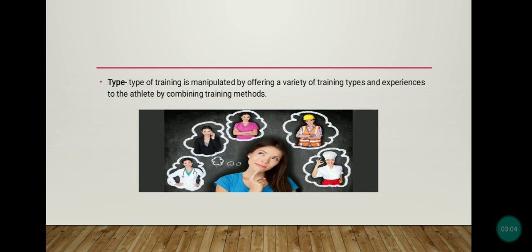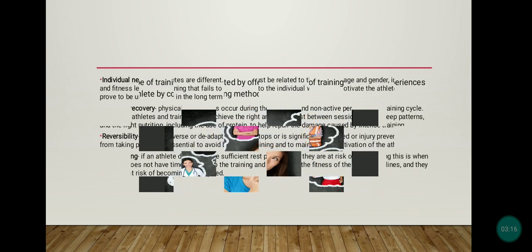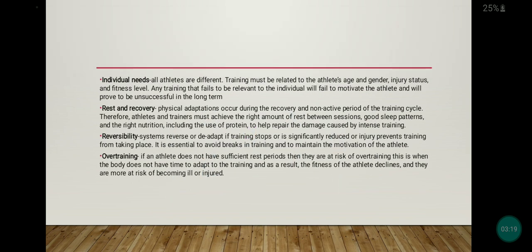Next one is the type. Type of training is manipulated by offering a variety of training types and experiences to the athletes by combining training methods. Individual needs: all athletes are different. Training must be related to the athlete's age and gender, injury status, and fitness level. Any training that fails to be relevant to the individual will fail to motivate the athlete and will prove to be unsuccessful in the long term.